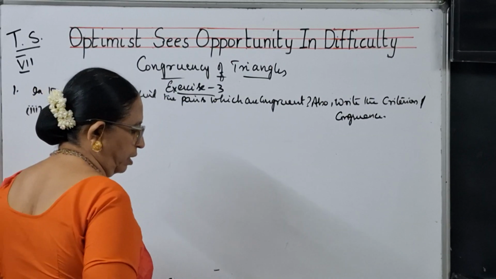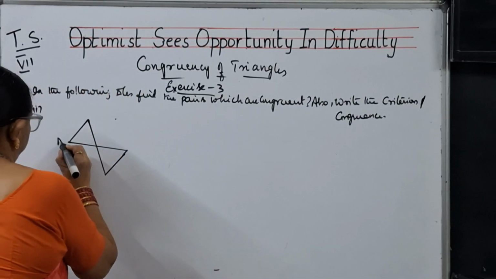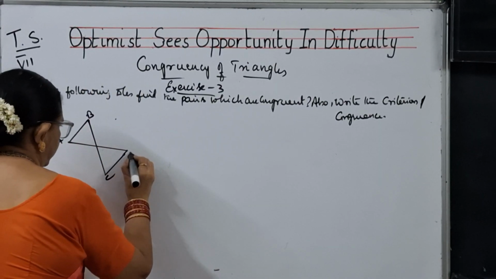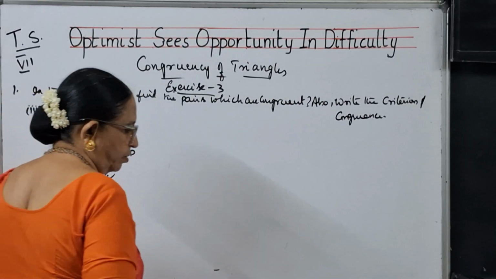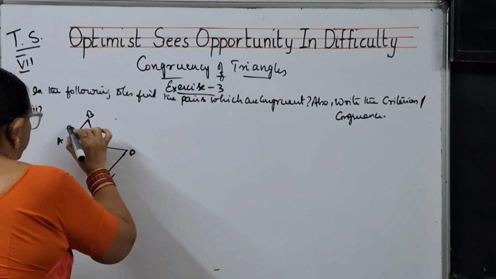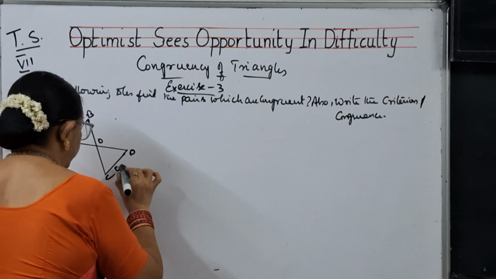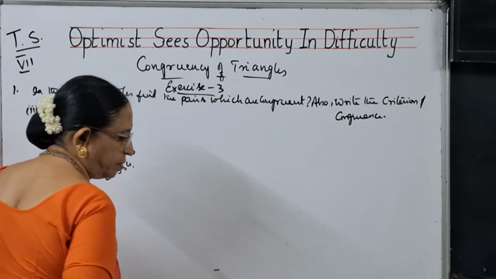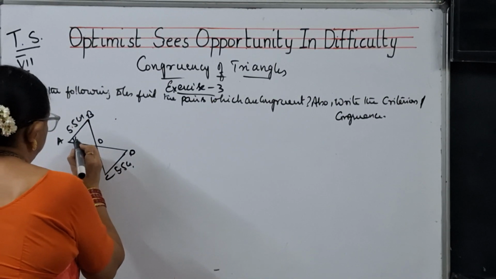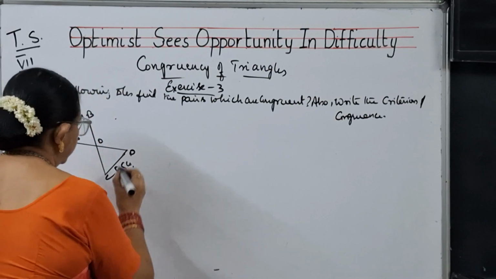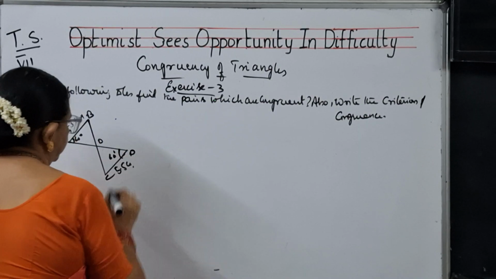This is ABCD. This is 5.5 centimeters. Here also 5.5 centimeters. This is 60 degrees, and here 60 degrees.